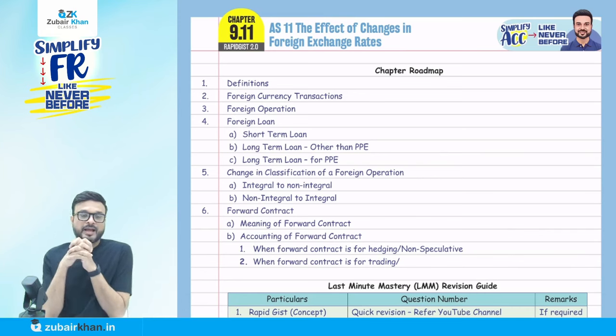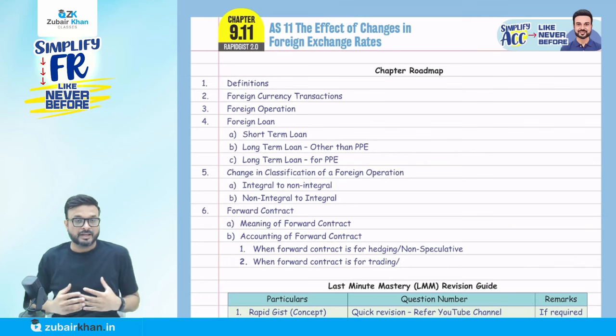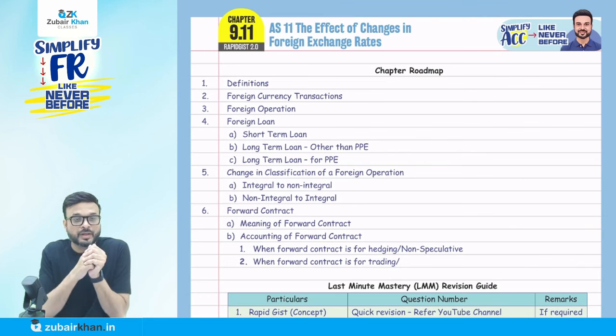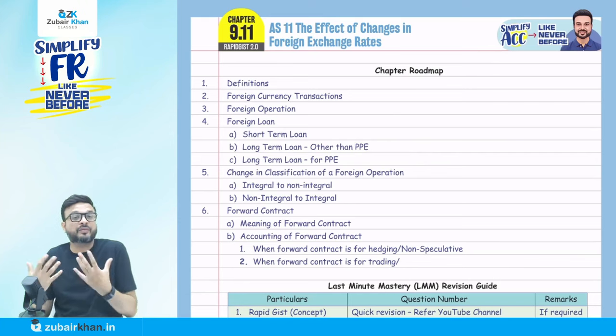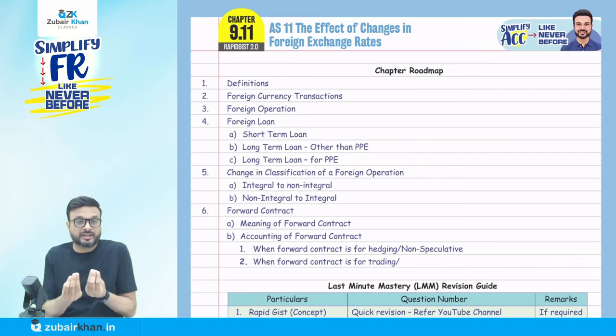Now first we will discuss why there is a need for this Accounting Standard 11. As you can see from the name, the effect of changes in foreign exchange rate. We know that daily the foreign exchange rate fluctuates. First of all, what is this foreign exchange? For example, for $1 how much do we have to pay? Suppose 85 rupees. So that is the foreign exchange. For one currency, how much we are paying. The ratio of the two currencies.